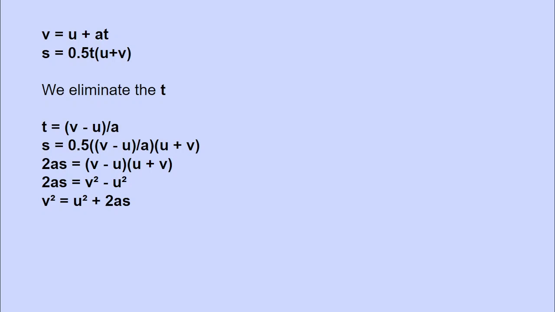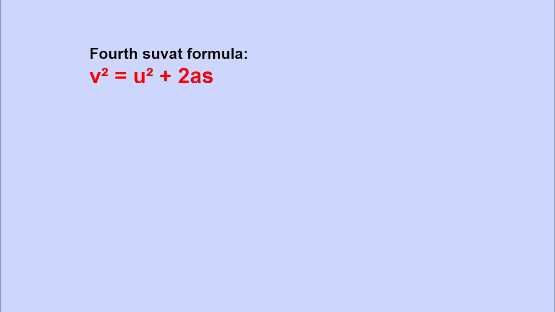We expand that and we get 2as equals v squared minus u squared. We add u squared to both sides of the formula, which gives us v squared equals u squared plus 2as. We have the fourth SUVAT formula, v squared equals u squared plus 2as. Here we have the initial speed, the final speed, the acceleration, and the distance all in one formula.